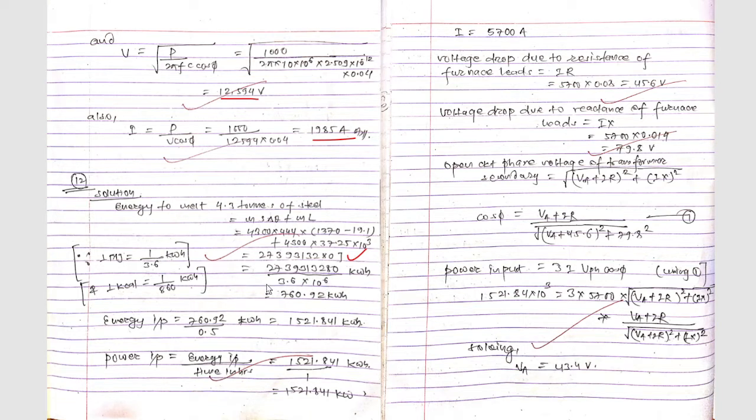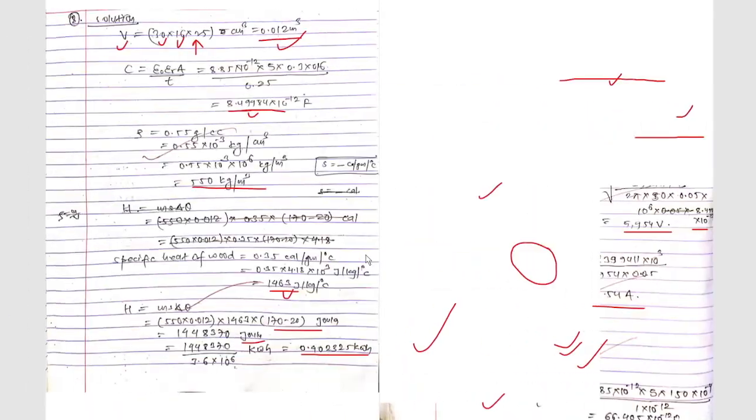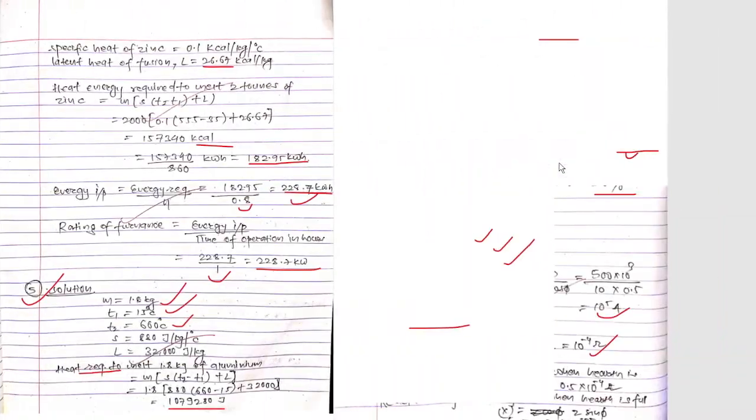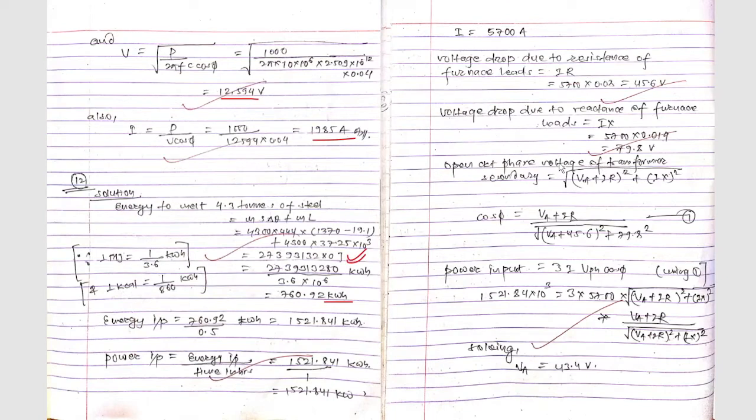And we know 1 megajoule is equal to 1 upon 3.6 kilowatt hours. So if you divide by 3.6 in 10^6, you will get the value in kilowatt hour, since this was in joule. Similarly in question number 13, since the specific heat was given in joule per kg per degree Celsius, you can see here the energy to melt 4.3 tons of steel, and this result is in joule.